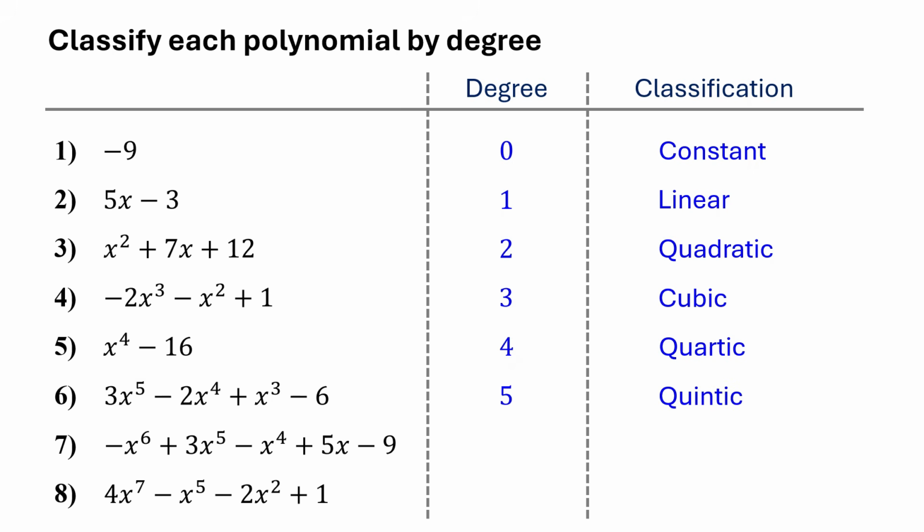What is the highest exponent in the next one? It is 6, right? So the degree is 6. Since we usually do not use special names after quintic, we call it a 6th degree polynomial. What about the last one? What is its highest exponent? If you said 7, you got it. So the degree is 7, and it is a 7th degree polynomial.